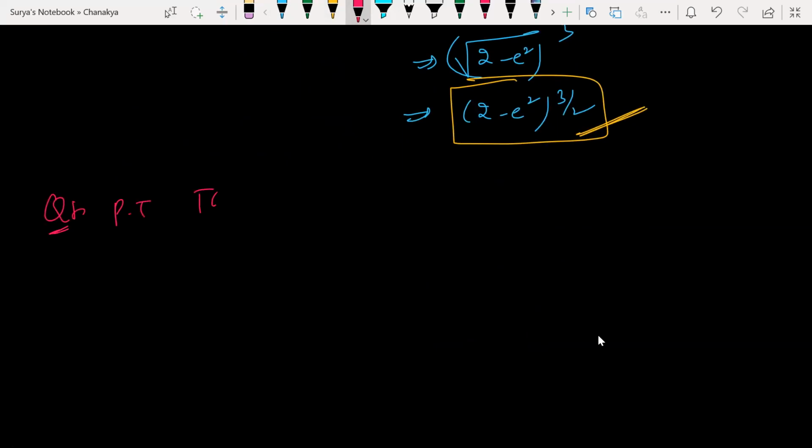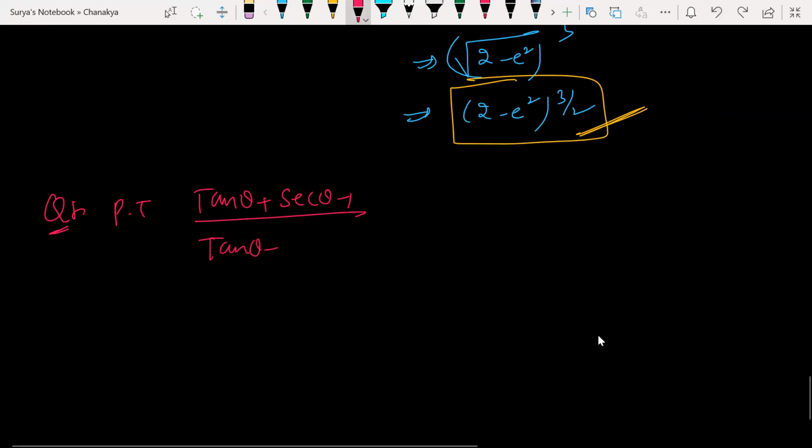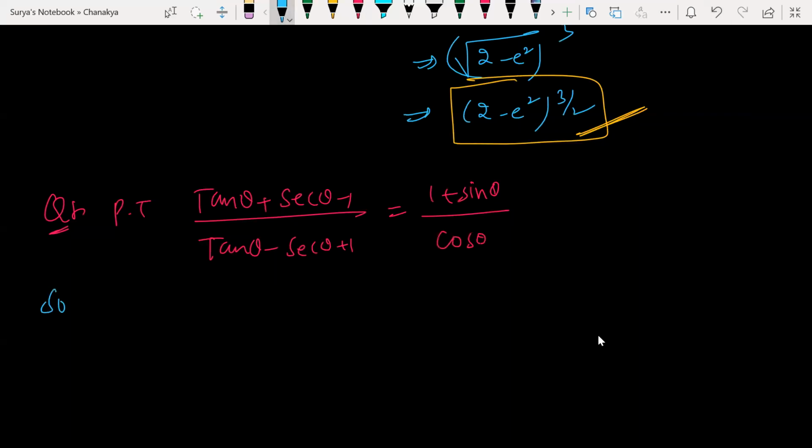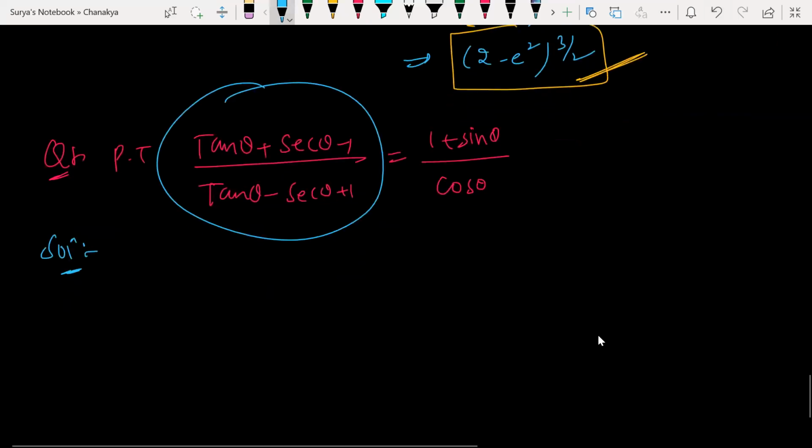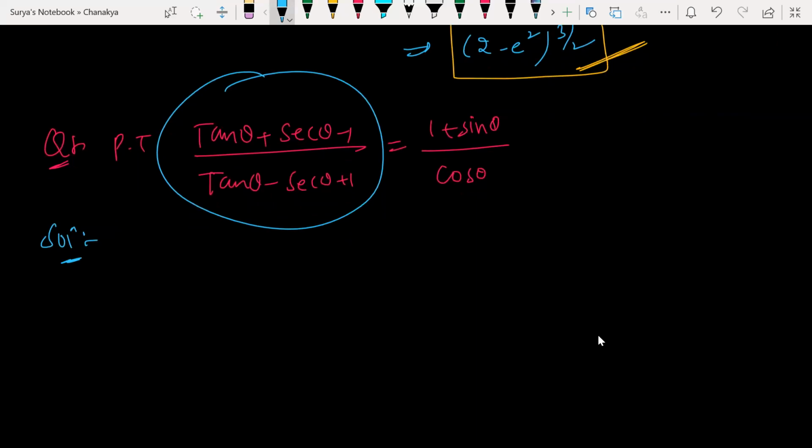Prove that tan theta plus secant theta minus 1 divided by tan theta minus secant theta plus 1 is equal to 1 plus sin theta divided by cos theta. If I take the LHS part, what can I write here?